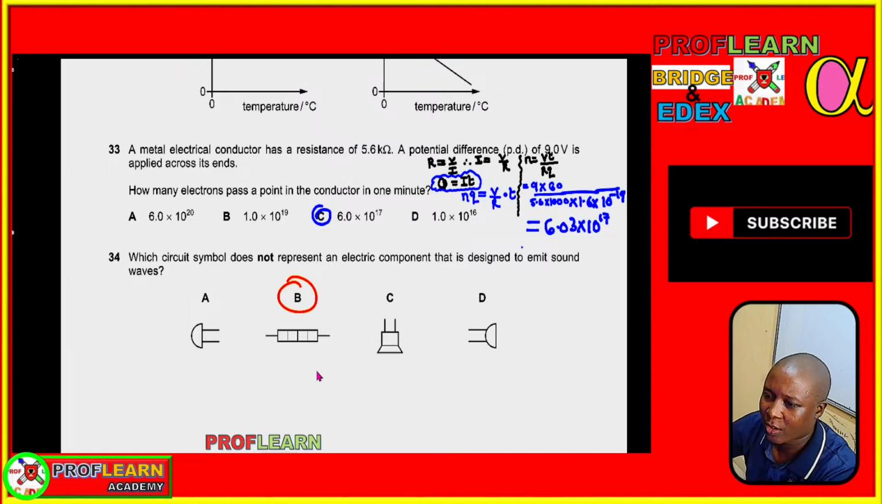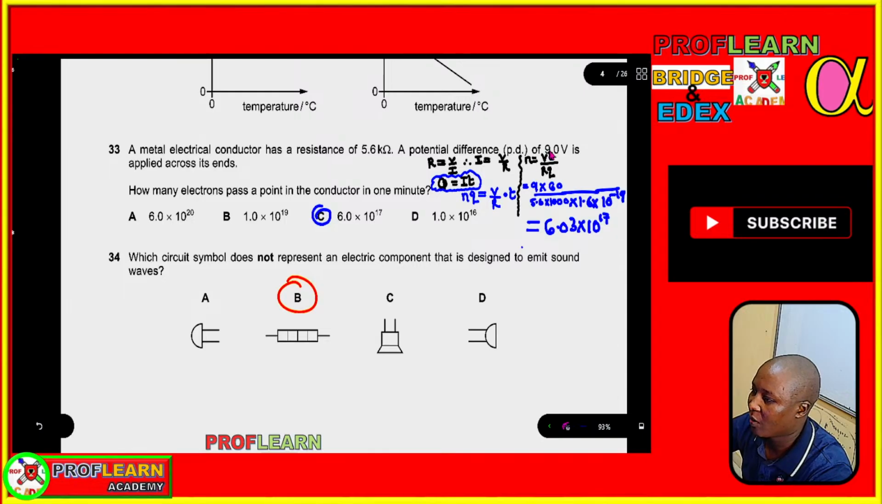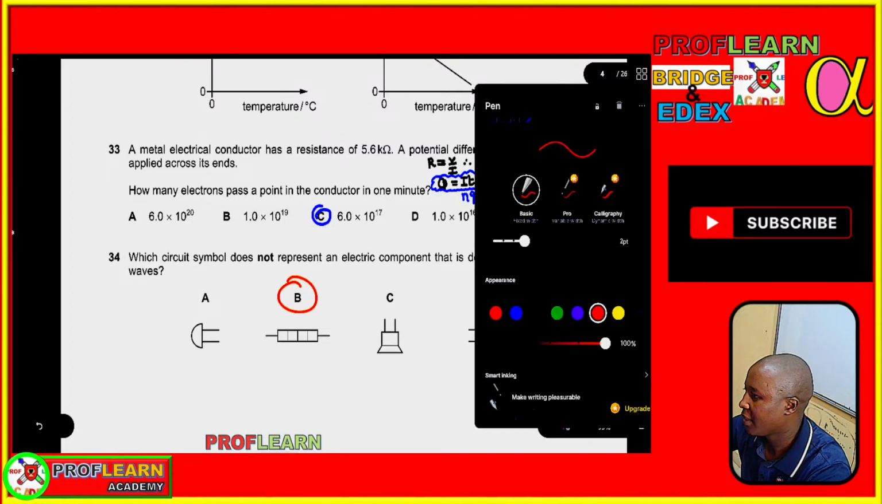A metal electrical conductor has a resistance of 5.6 kiloohms and a potential difference of 9.0 volts is applied across it. How many electrons pass a point in 1 minute?